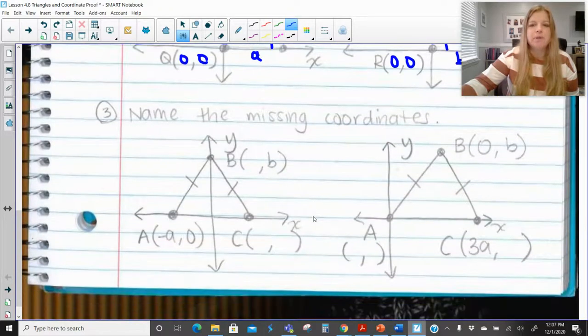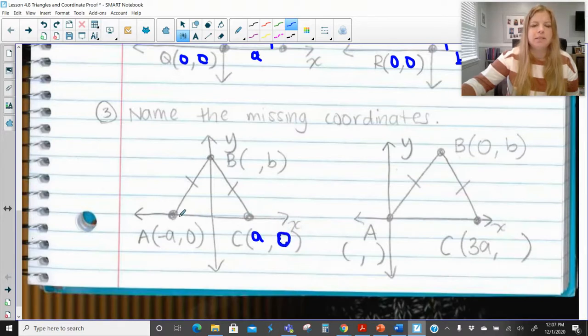Now here, name the missing coordinates. So if this is an isosceles triangle, has nothing to do with being a right triangle, I have no idea, I just know it's isosceles, and this point is at (-A, 0), well, then this point here, if it's isosceles, would be at (A, 0).